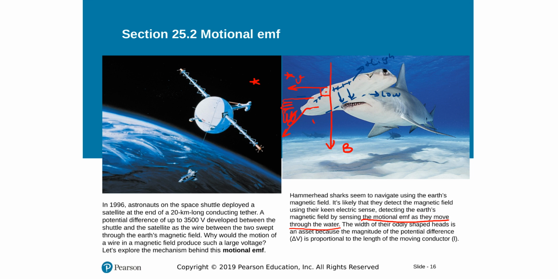In 1996, astronauts on the Space Shuttle deployed a satellite at the end of a 20-kilometer conducting tether, and they developed a potential difference here and there. It was simply a conductor moving through a magnetic field. Again, we can make up directions and find where positive and negative charges would go. This would be the velocity. Let's say it's going in this direction, and let's assume that the magnetic field is towards us.